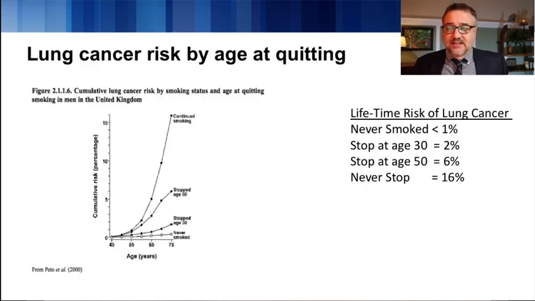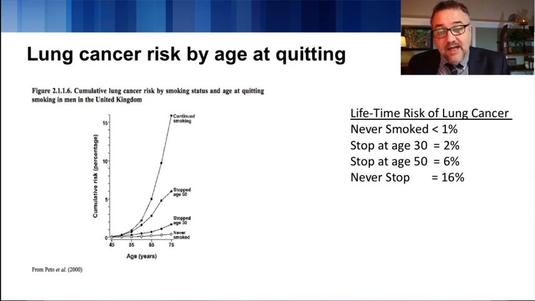And let's look at this next slide, because this really looks at quitting. So what happens when you quit, and quit by a certain age? What this chart shows, this chart was done in 2000, is the lifelong risk of getting lung cancer if you smoke for some period of time and then quit by a particular age.